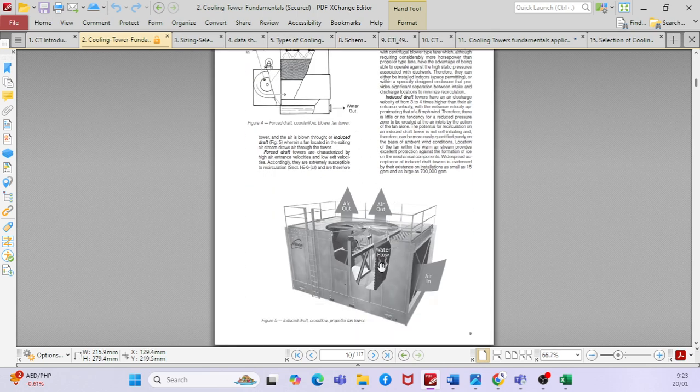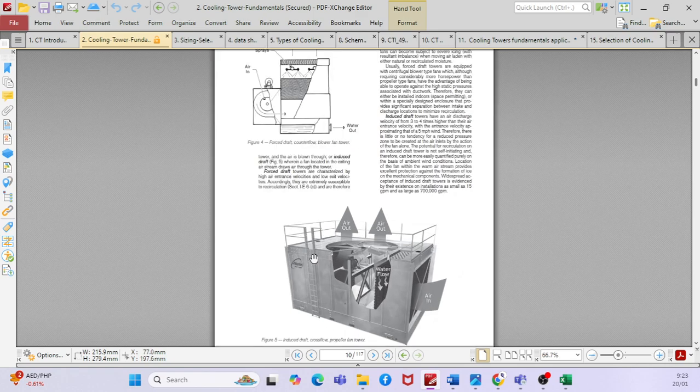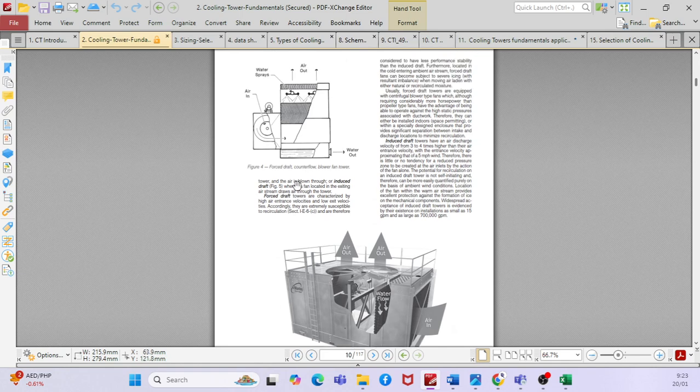You can see also here, for example, this is the cross flow, like induced draft cross flow. Then again, you have two types of mechanical draft. Now, when you come to the forced draft, the forced draft is nothing but mechanical draft. You have a ventilation fan at the bottom, where you are forcing the air towards the spray, like in the picture.